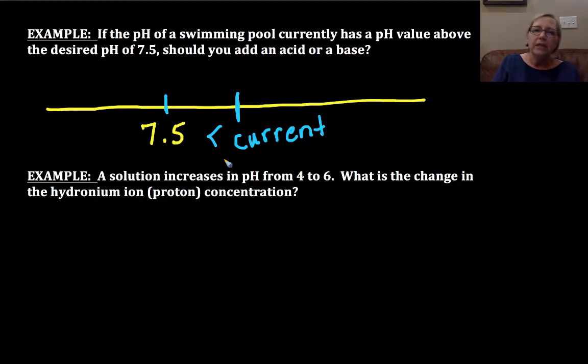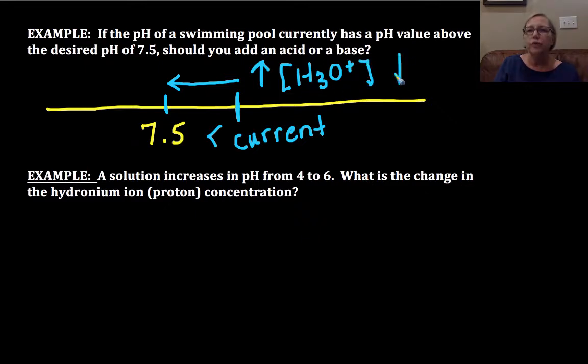Well, if I'm making my pH go down, that must mean I have to increase my relative H3O+. Because remember, as you increase H3O+, you will decrease your pH. So I want to add an acid to my solution, something with more H3O+ in order to drive it down.